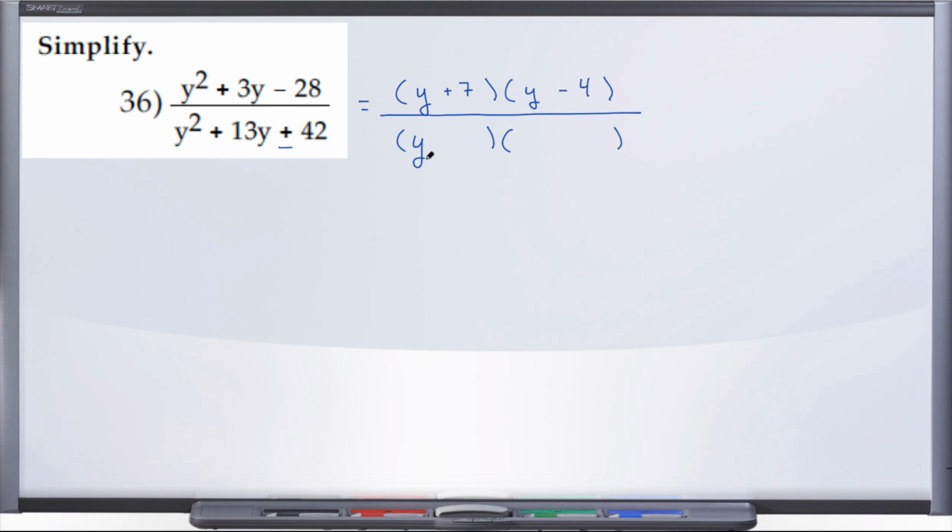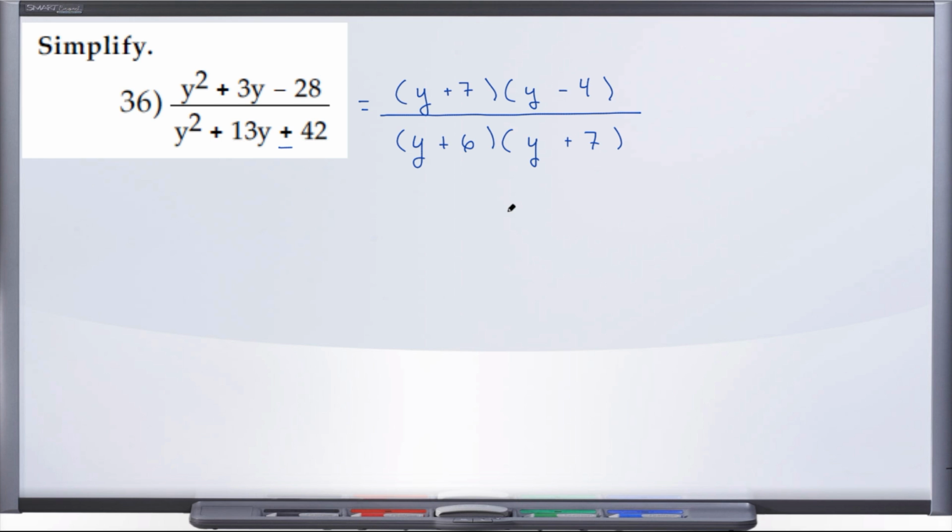So we're working with y squared, so let's break up that y. And now factors of 42 that add to 13. How about plus 6 and plus 7? 6 plus 7 gives us the 13, and positive 6 times positive 7 gives us positive 42.